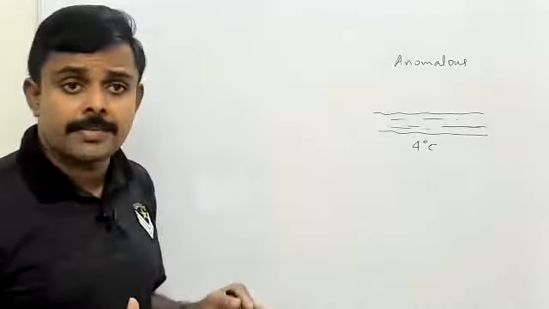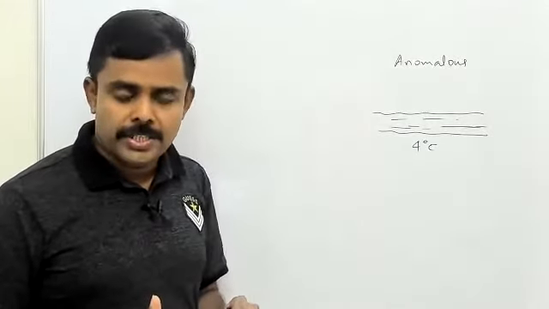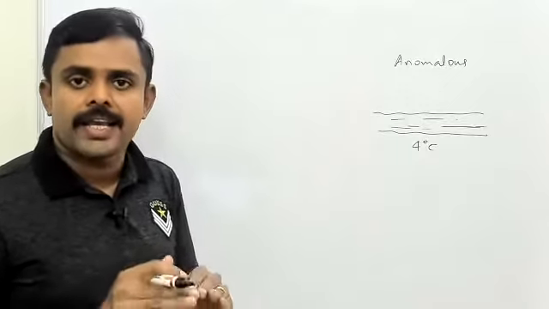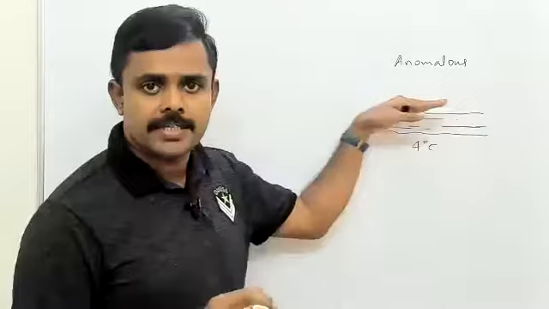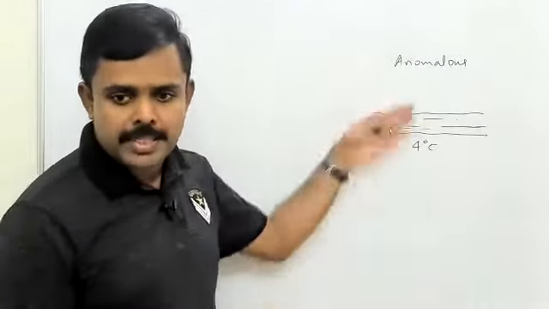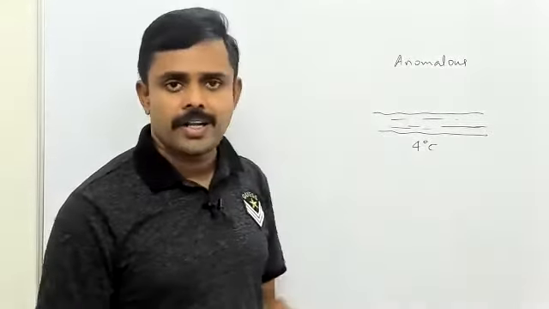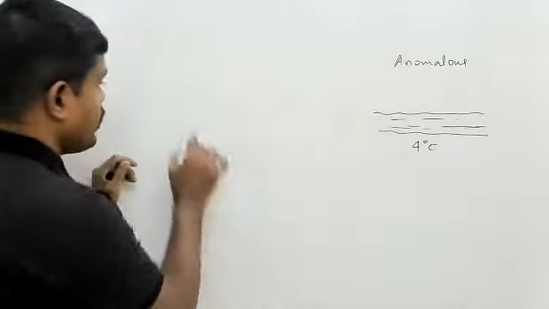Anyway, just know that there is something called anomalous expansion of water, due to which during winter time the surface of a lake or a canal gets frozen. The surface is ice, like a huge block of ice on the surface layer, but just below the surface you have water at 4 degrees Celsius. Okay, and you have an equation here.